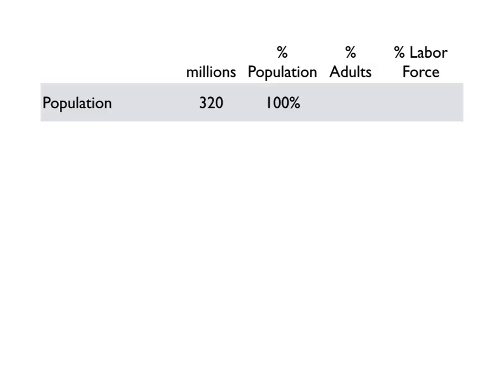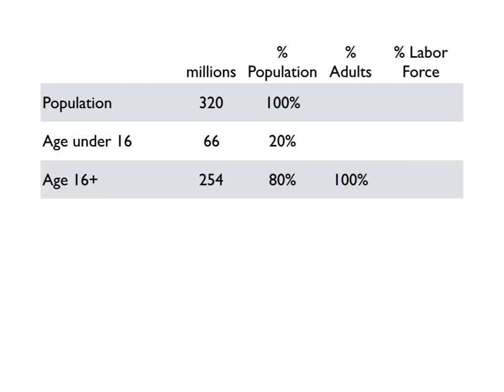All right. So the way to summarize this is we start with the total population. That's 100% of our total population. Pull out the under 16, and that would leave us with the adult population, which is 16 and above. So we take 20% of our population out, set them aside. Now we have 100% of the adults, or 254 million.